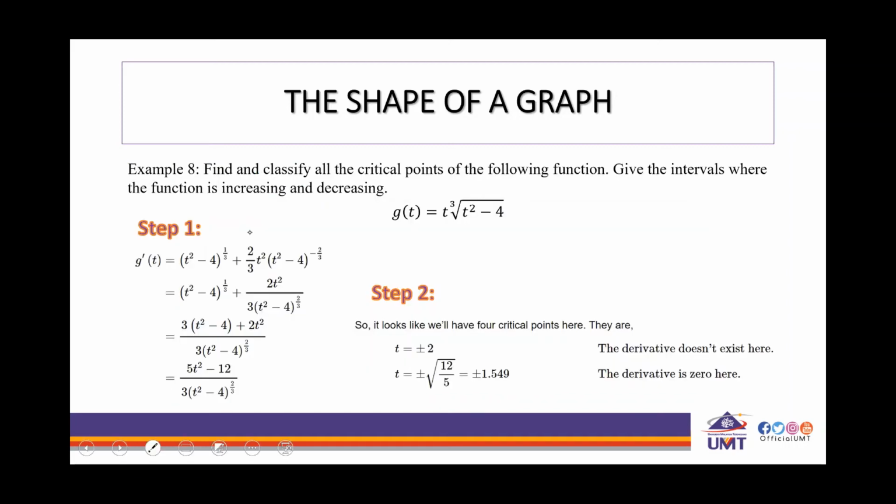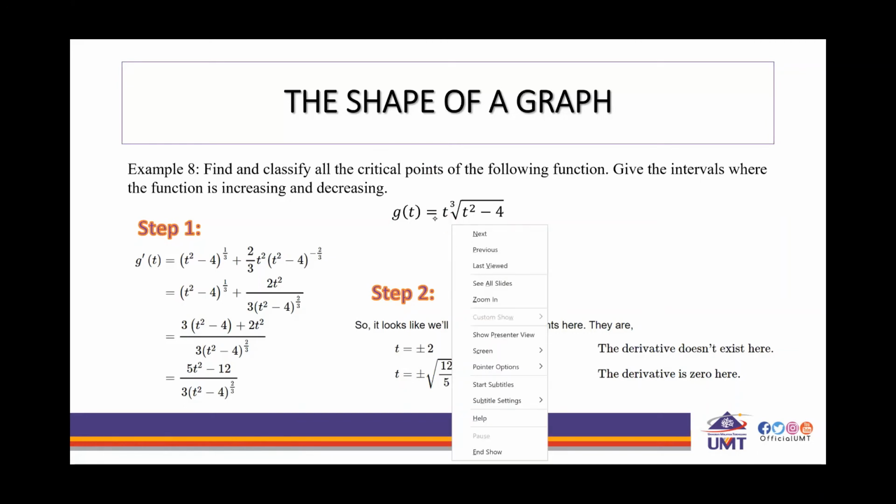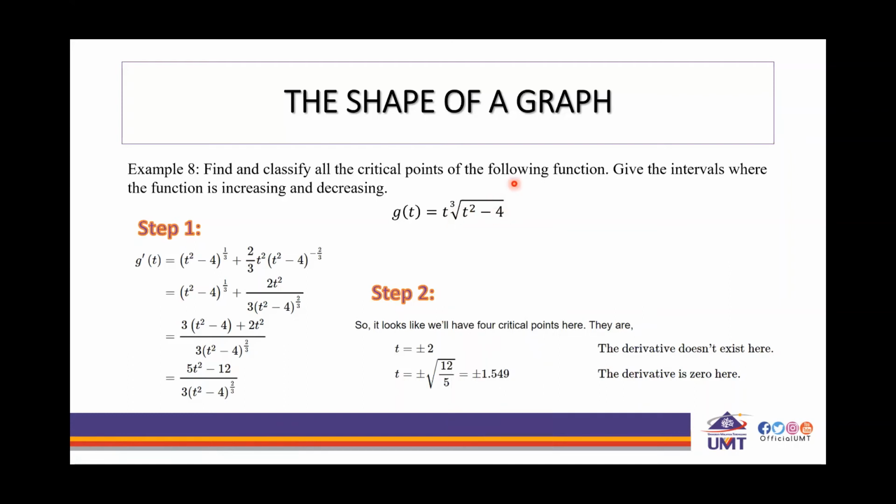Okay? So now an example: find and classify all the critical points of the following function. Give the intervals where the function is increasing or decreasing. Okay, so look at the question. g(t) equals t cubed times (t squared minus 4) to the power of one third. In this case, they use the product rule to find the answer. So they find g prime t equals here, and at the end of the day, they get (5t squared minus 12) over 3(t squared minus 4) to the power of 2 over 3. Remember, it's a little different from the question I did earlier. They also use the product rule.